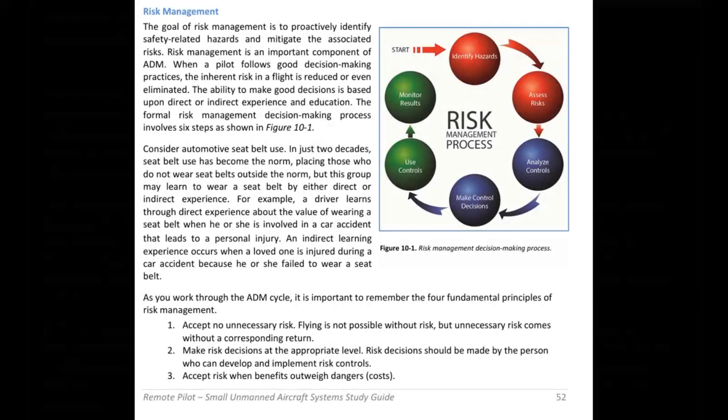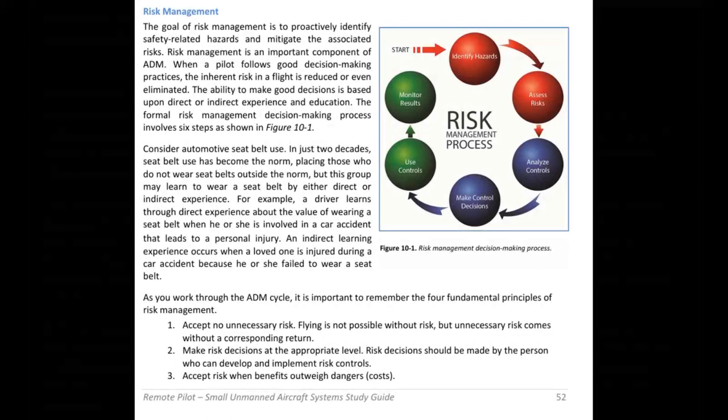The FAA is very risk averse, and the ADM process helps the pilot meet that risk mitigation. The goal of risk management is to proactively identify safety-related hazards and mitigate the associated risks. RM is an important component of ADM. When a pilot follows good decision-making practices and a VO assists them, the inherent risk in a flight is reduced or even eliminated. The ability to make good decisions is based upon direct or indirect experience and education. The formal risk management decision-making process involves 6 steps. You can see them right there. I'm not going to go over them right now. You can pause this and look at it if you want to.